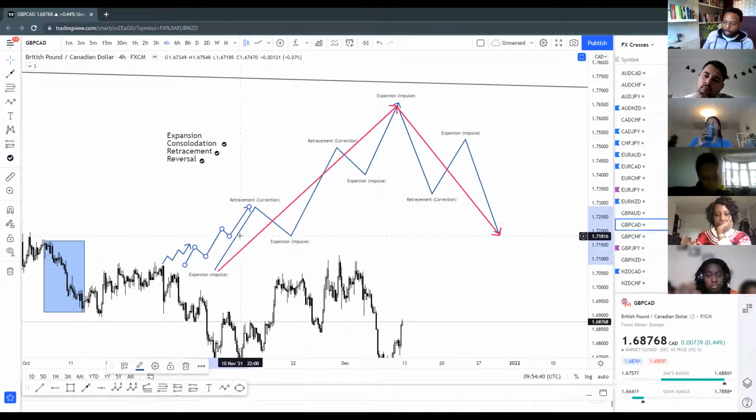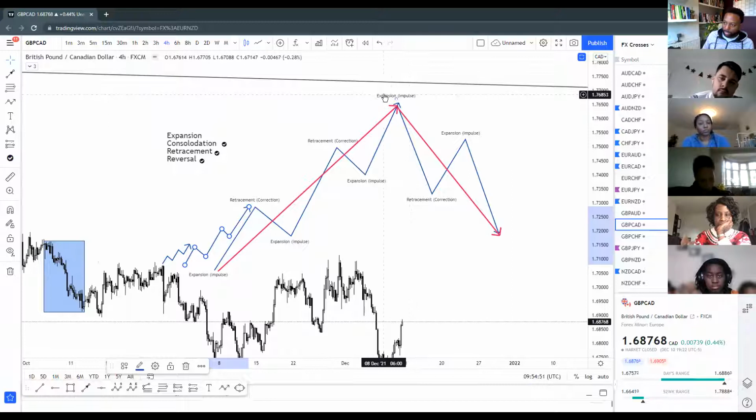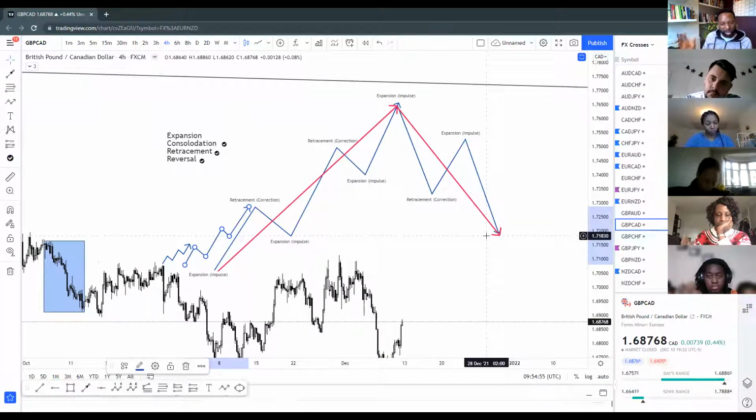All right. We started off with the blue line here showing expansions, retracements, expansions, retracements, expansions, retracements. And then we get an expansion, a retracement, and another expansion. Finished. Right, we can leave it there.